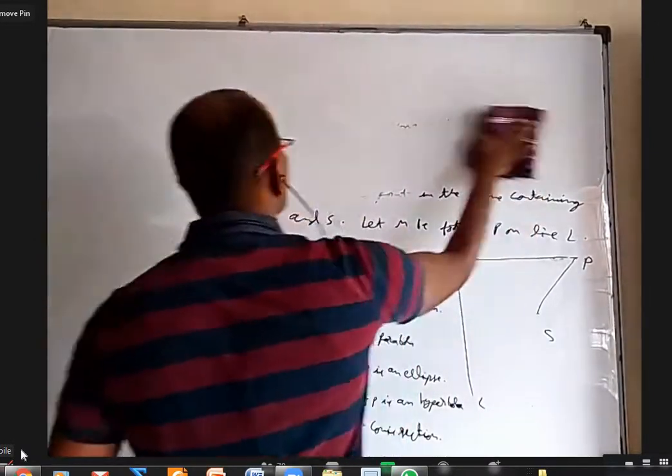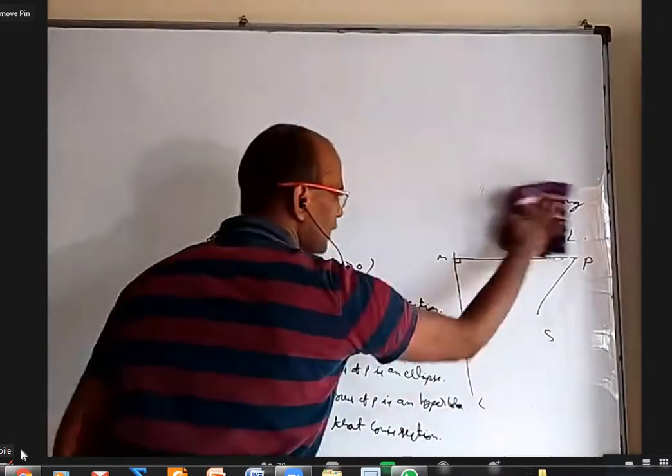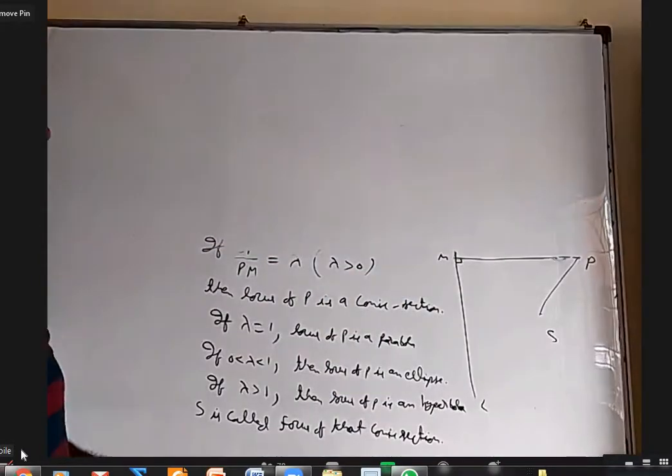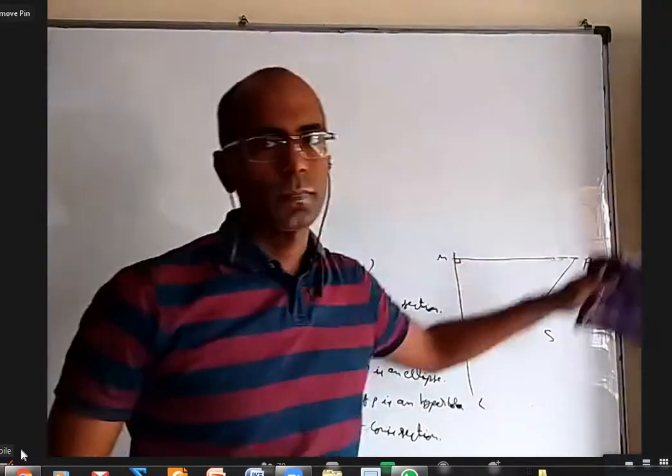Sir, then when is it a circle, sir? Which lambda? This definition, there is no circle. That's what I said. This definition cannot give you circle and pair of straight lines. Yes, sir.